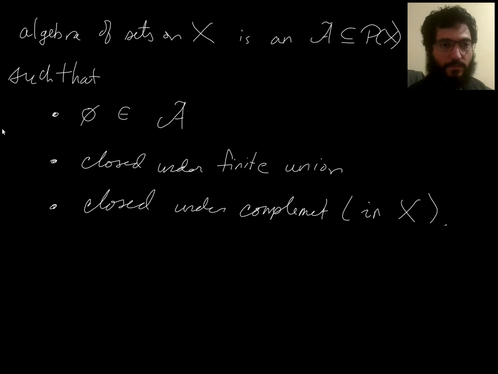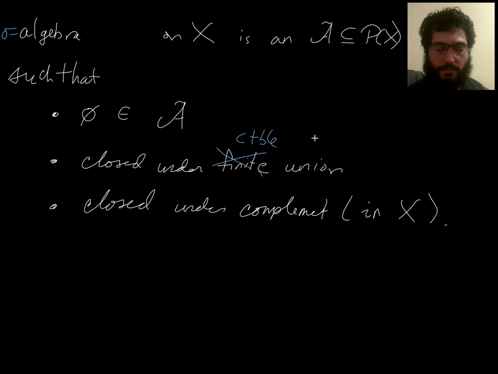Now, we extended this definition and defined sigma algebra on X. Then we don't have to say of sets usually. We just say sigma algebra on X. And all we need to change for that is it's closed under countable union, so more than just finite. And again, since it's also closed under complements, it's closed under countable intersection.